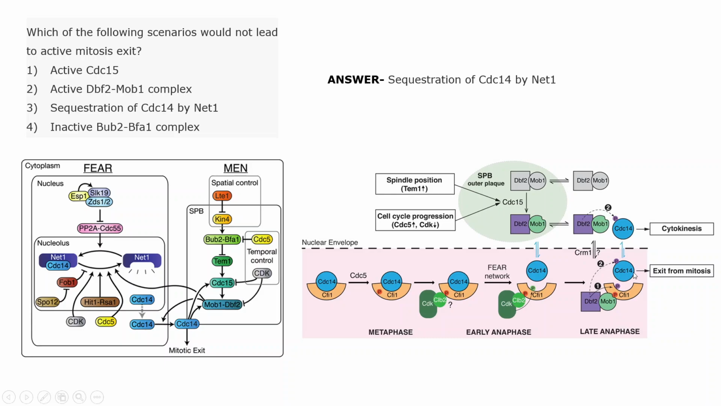And because the CDC14 is getting activated there, it can activate this CDC15, which in turn goes to the spindle pole body, activating DBF2-MOB1. That's why when the CDC14 is coming out, it is getting phosphorylated there, leading to cytokinesis. So that's the whole interconnected step there. So I think this is clear. I can move on to the next question then.